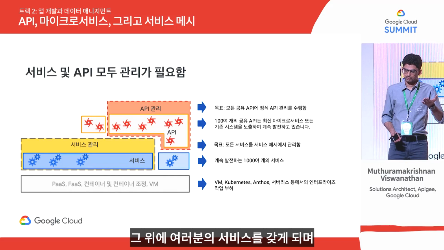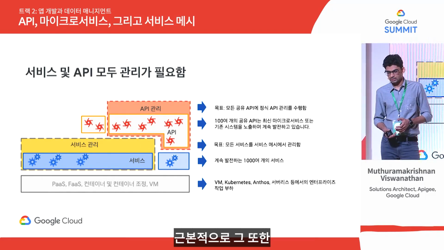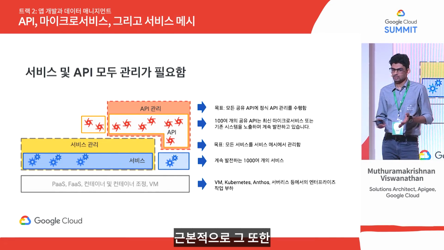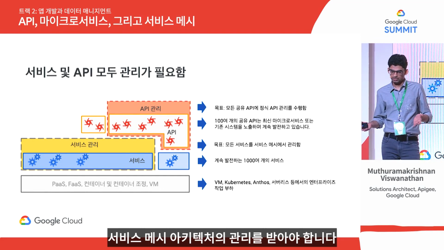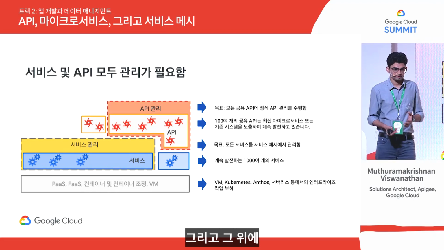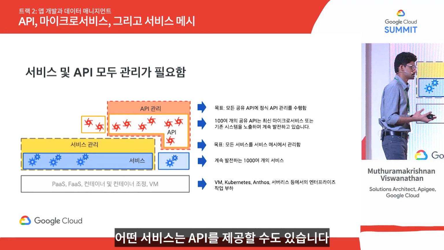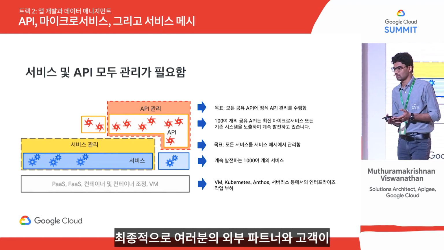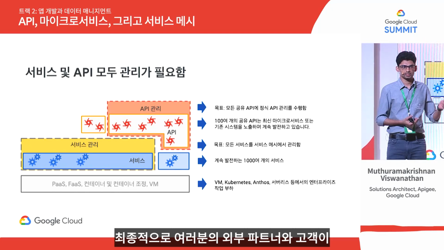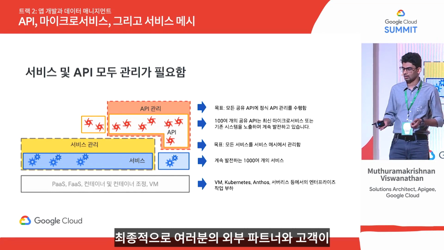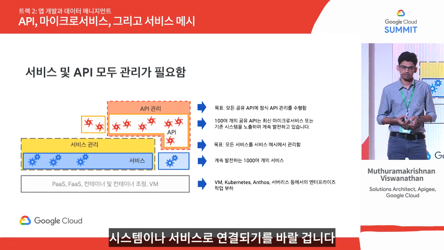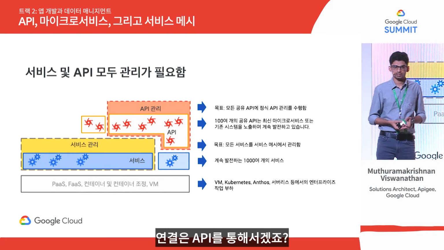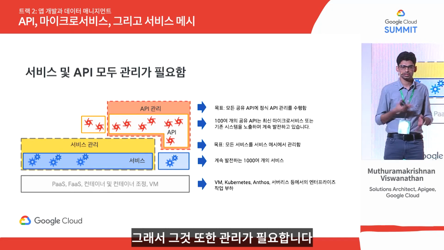And on top of that, you're going to have your services. Essentially, that also needs to be managed through a service mesh architecture. And also, on top of that, some services might offer shared APIs, so that also needs to be managed. At the end of the day, you want your external partners and customers to connect to your systems or your services, and that's through APIs, right? So that also needs to be managed.